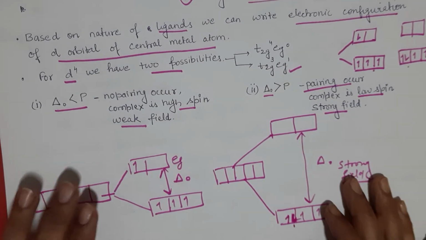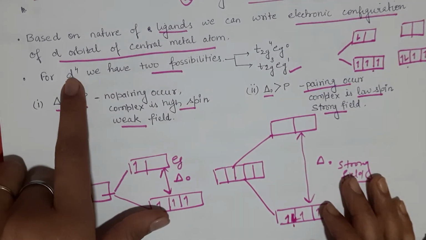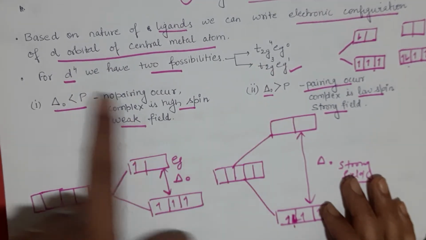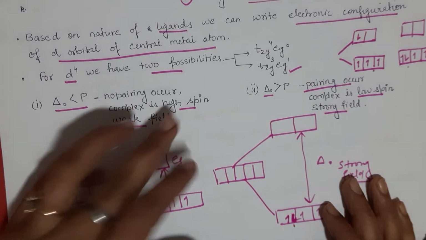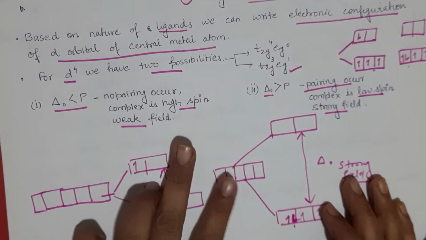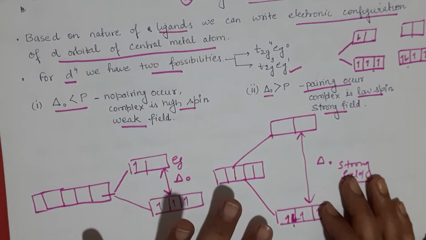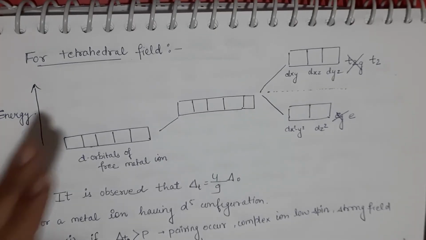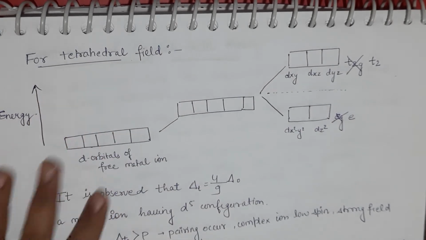And you have to practice this type of question, that if it's d4, then what will be the configuration in both the two conditions? If it's d5, which type of configuration you will get? So you have to practice this by your own. So now let's understand the crystal field splitting of tetrahedral entities.